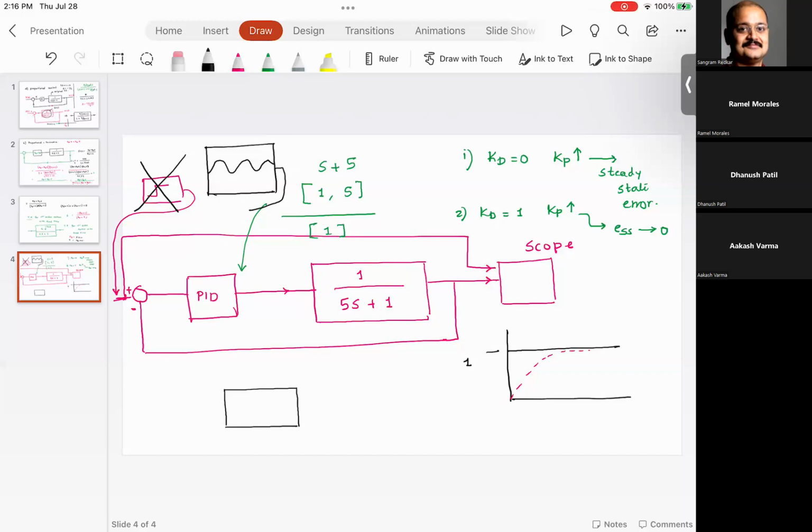So I'm going to stop here and come back after some time. Just bear with me. I need to restart my computer.